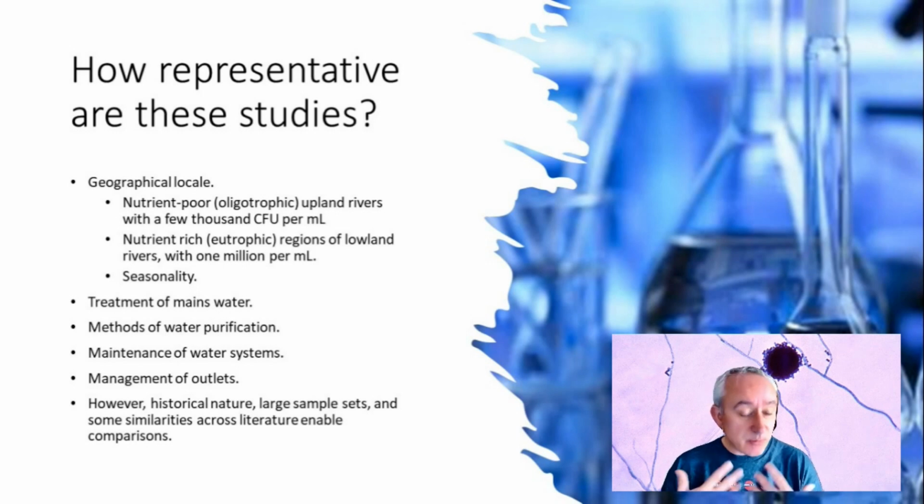Another factor that influences the various studies that we've looked at is geography. Geography is particularly influential on the supplied water to the pharmaceutical facility. We can have nutrient poor conditions or oligotrophic conditions such as upland rivers, and here the microbial counts are within a few thousand per millilitre. Or we can have nutrient rich or eutrophic regions such as lowland rivers, and here the counts might be 1 million colony forming units per millilitre.